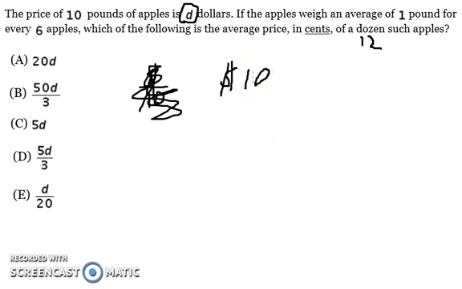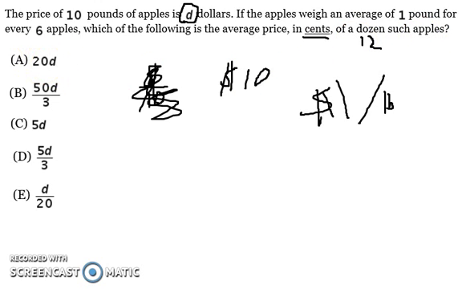So if it's $10 for 10 pounds, the apples are $1 per pound. Right? $1 per pound. Okay. Now if the apples weigh an average of 1 pound for every 6 apples, so it's $1 per pound, so that's $1 for 6 apples. Now which of the following is the average price in cents, and don't forget that, of a dozen such apples?